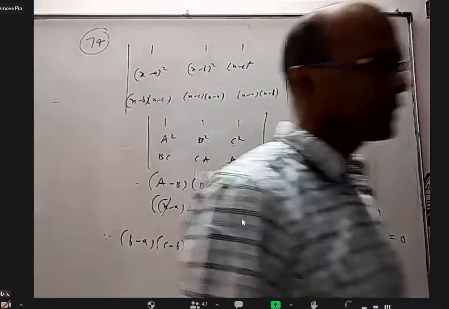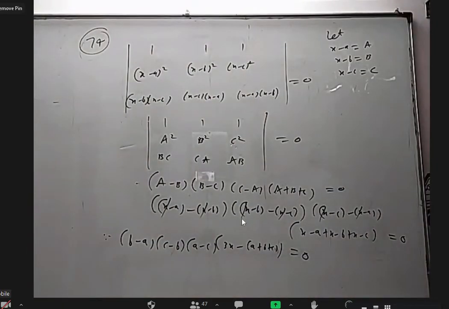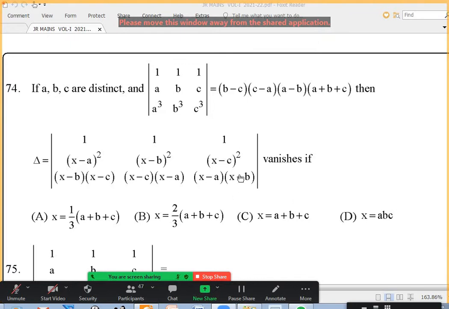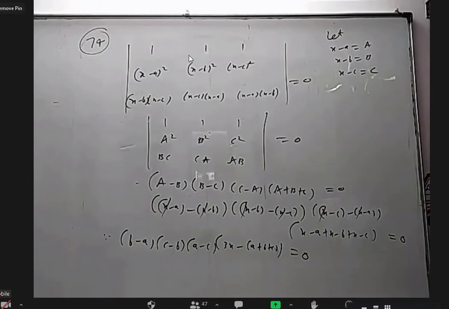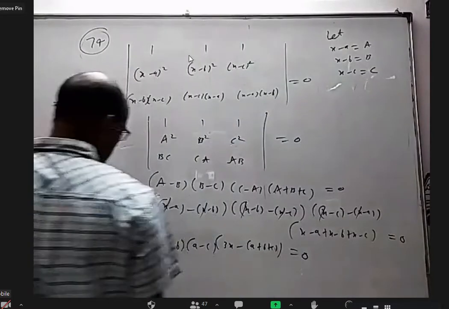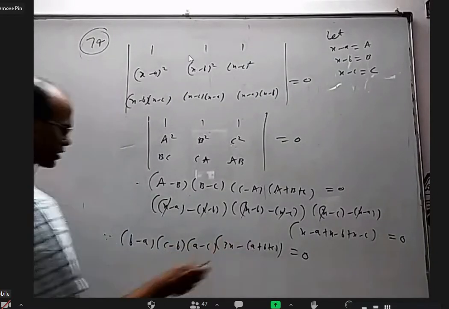Maybe in the question they said a, b, c are distinct. Let me look at it. Yeah, in the question they said a, b, c are distinct, and they gave some formula also which will be helpful for us to prove for what x it will vanish. Okay, so because a, b, c are distinct, this can't be 0, this can't be 0, this can't be 0, so this has to be 0.